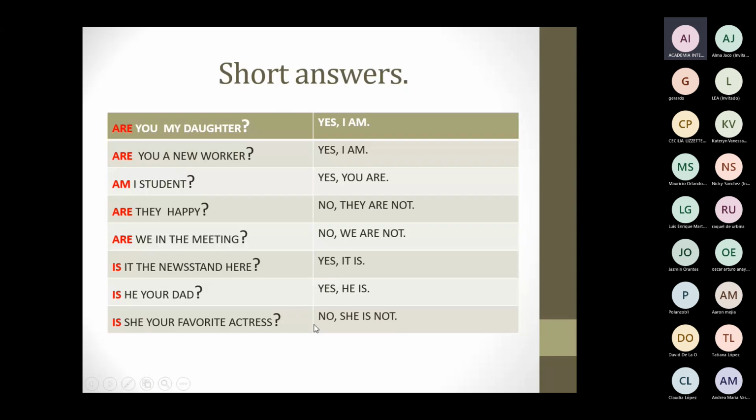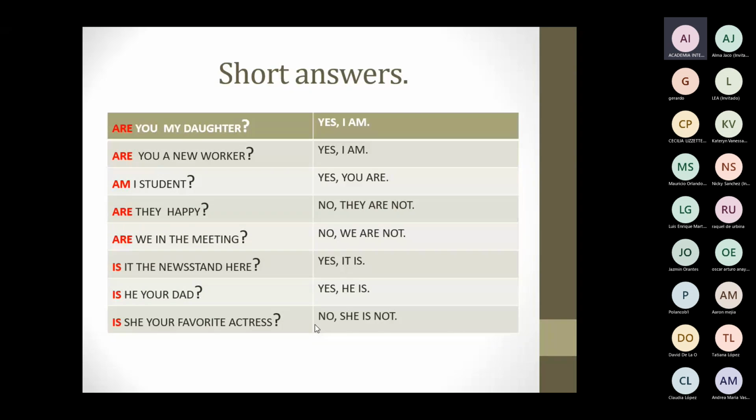So right now we are going to practice a little bit about short answers. For example, are you my daughter? Are you my daughter? ¿Qué significa eso? What does that sentence mean? Are you my daughter? Eres mi hija, okay. And we can answer. Podemos responder. Yes, I am. And that is an answer, right? It's correct. Yes, I am. But it's short.